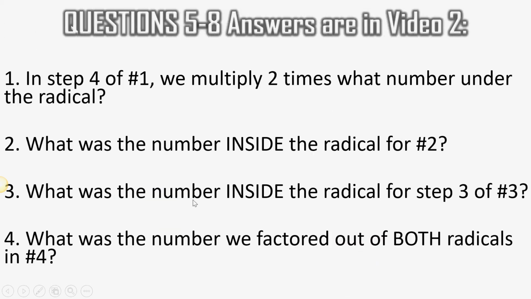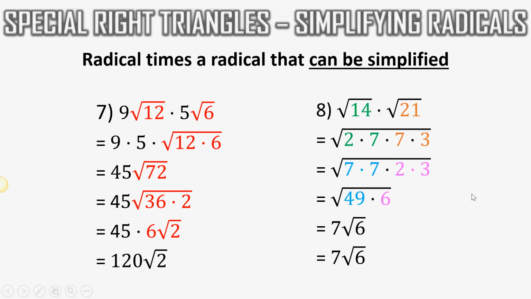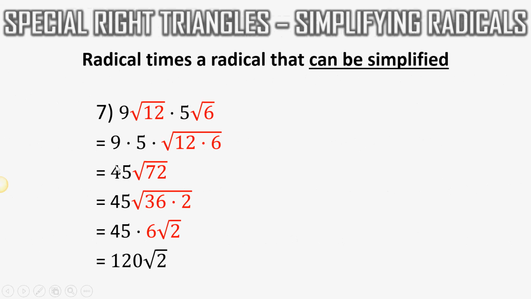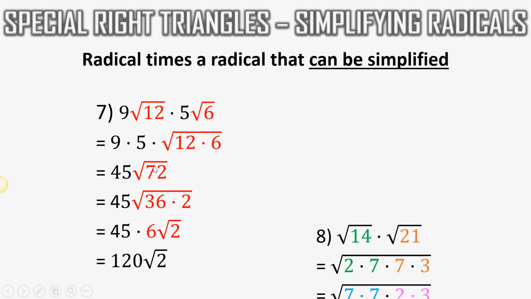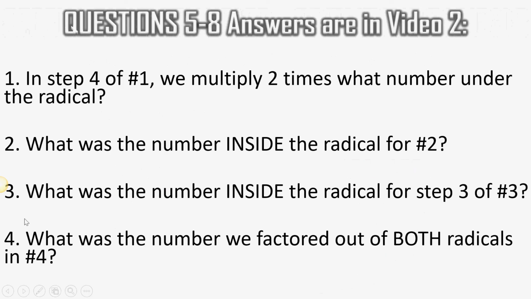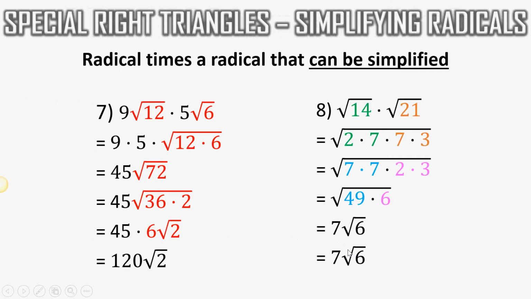What was the number inside the radical for step 3 of number 3? Step 3 is right here. That number inside the radical is 72. And finally, what was the number we factored out of both radicals in number 4? Well, that was a 7.